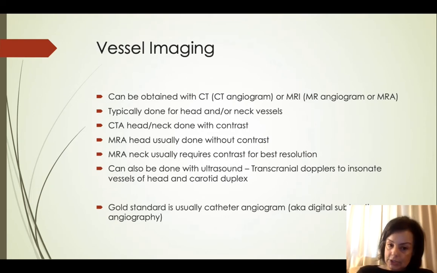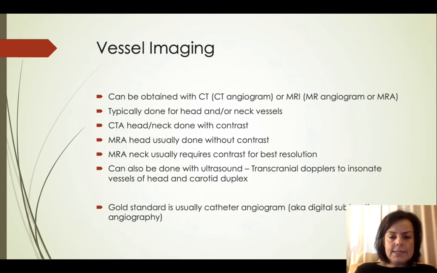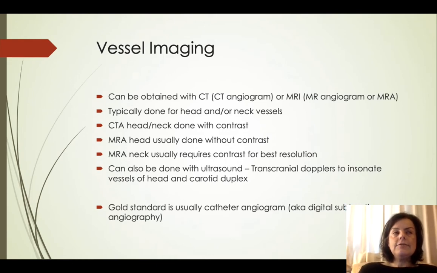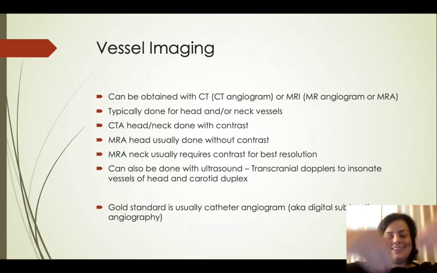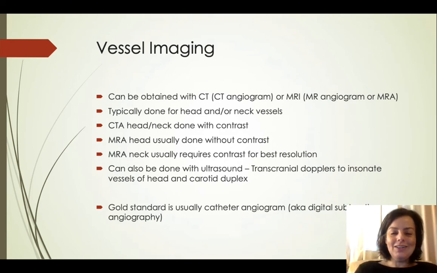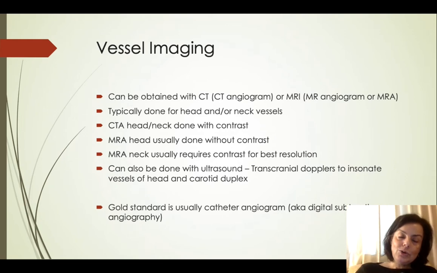You can also get vessel imaging, of course, with an MRA. The quality is pretty good. I don't know that it's a whole lot better than CTA, although there are different kinds of work sequences that are being done to look at the characteristics of the vessel wall and so forth. But you can get very good images with either of those. And as we discussed before, the gold standard study is a catheter angiogram.